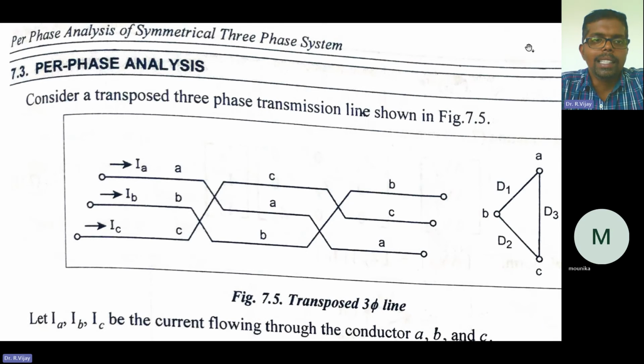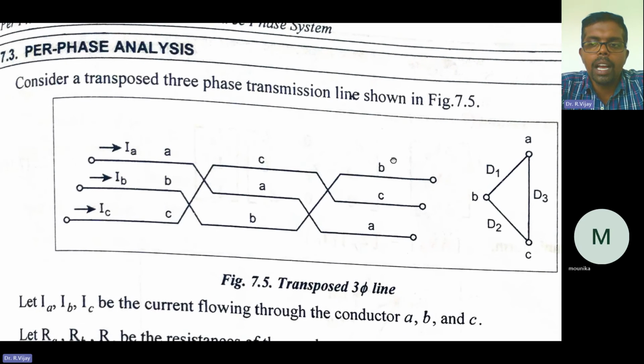Per phase analysis. Now we are going to see about the per phase analysis. Why are we going for per phase, single phase analysis? Consider the transposed three-phase transmission line as shown in the figure.